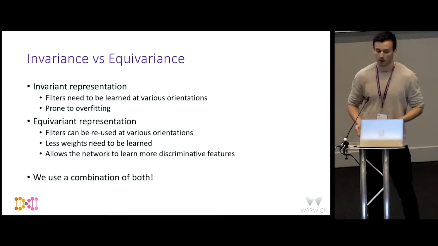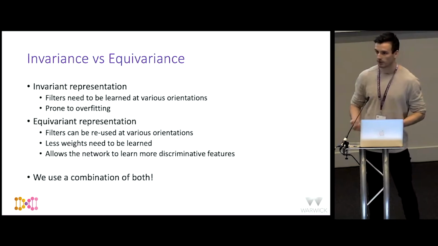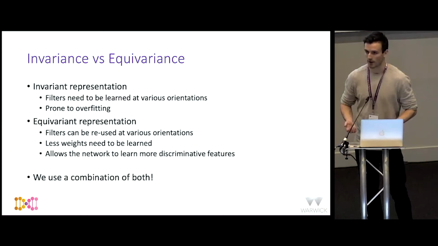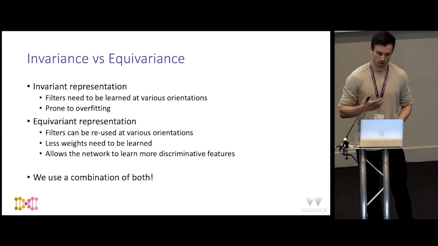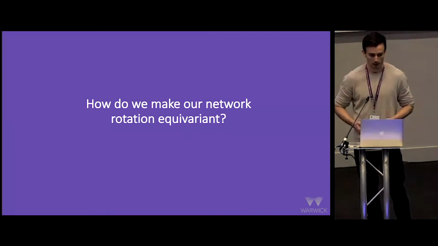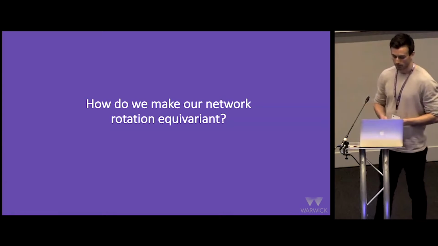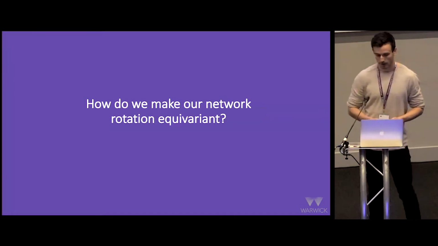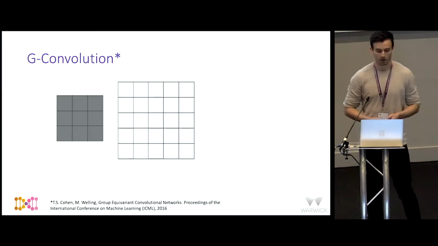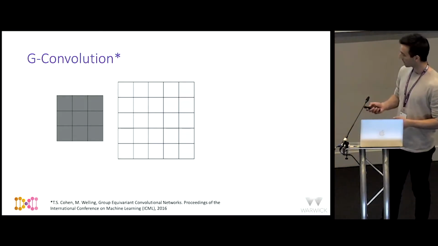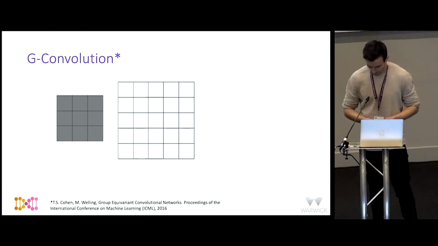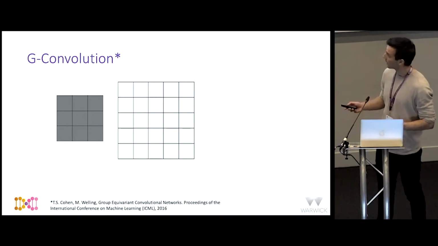So we use a combination of both, because even when you have an equivariant representation, if you use a symmetry group that is a larger group than the symmetry group that you're incorporating within your model, then there is a significant gain from using both. So how do we make our network rotation equivariant? We use the approach that was used by Taco Cohen and Max Welling at ICML in 2016 from the University of Amsterdam. And so to display this, we have an animation.